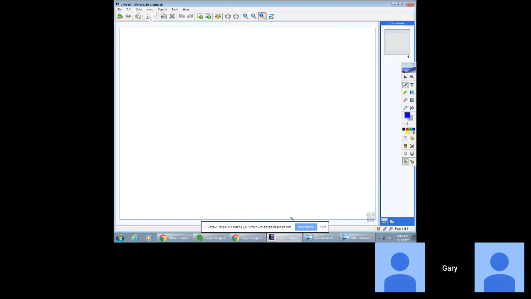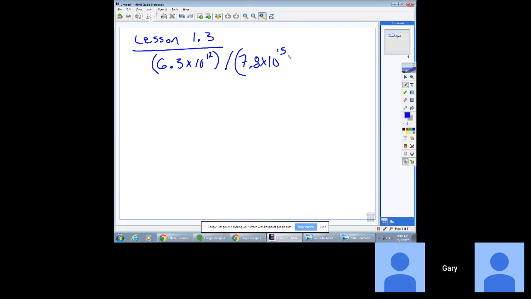Okay, from lesson 1.3, a couple of review things. The most common problems people had were misreading things. One of the problems near the end said to take 6.3 times 10 to the 12th and divide it by 7.8 times 10 to the 15th. Half of the class multiplied instead for some reason. If there was multiplication, you absolutely would have got it right, but most people missed that divide and multiplied instead.